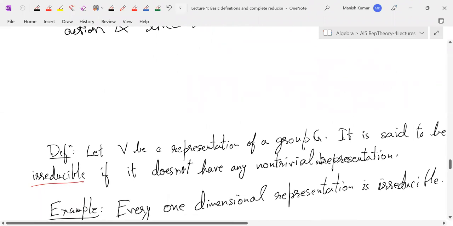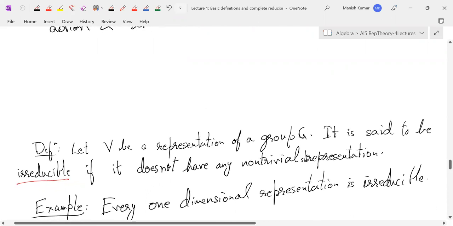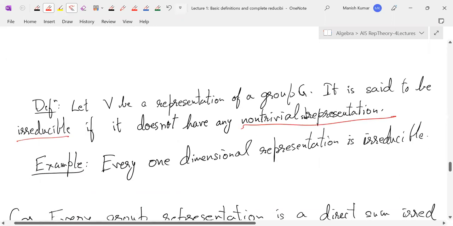Okay. So now let's get to the definition of irreducible representation. A representation of G, we call it irreducible if you can't make it smaller in some sense. So it doesn't have any non-trivial sub-representation. Of course we will always have two sub-representations. One is the zero representation: if you take the zero subspace, of course, it's a representation. And of course, V itself is a representation. So apart from these two sub-representations, if there are no other sub-representations, then you say that V is an irreducible representation.